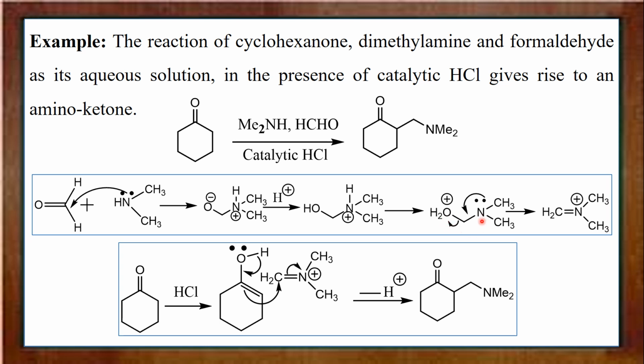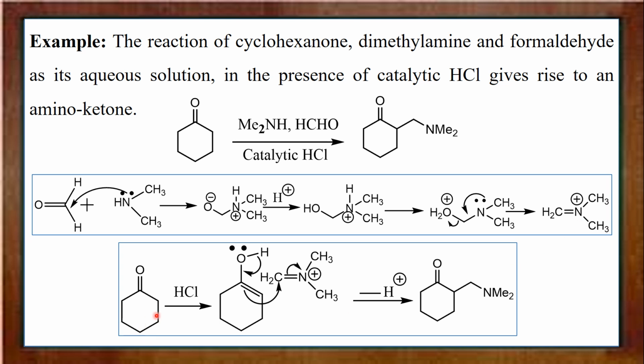Therefore, the nucleophilic nitrogen with its lone pair makes a bond here and replaces a water molecule. A nucleophilic substitution takes place here where nitrogen with its lone pair is the nucleophile, and water is the leaving group. It results in the formation of an iminium ion. This iminium ion is an electrophile.